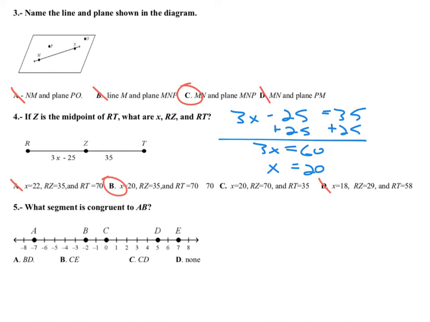Yep. And then what segment is congruent to AB? Well, let's see how long AB is. AB is what, 7 minus negative 2? That's the same as negative 7 minus negative 2. It's the same as negative 7 plus 2, or negative 5. Absolute value of that is 5. So we're looking for a segment that's 5 units long. And we can see that C to D is 5 units. So we would say segment CD. That's it.